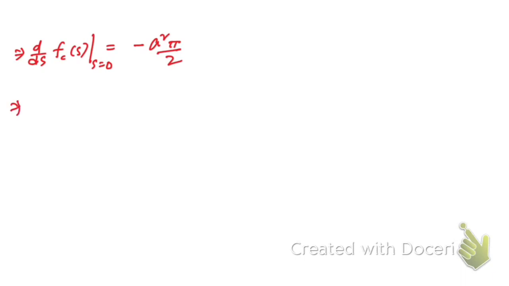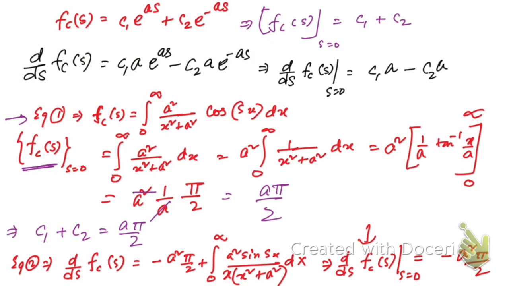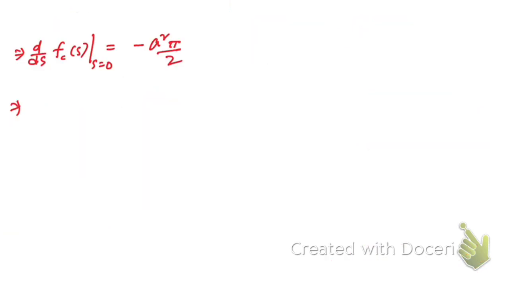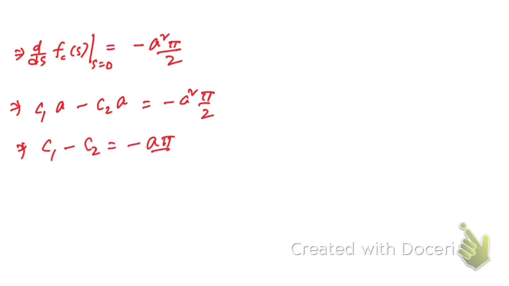Here you see this one, we have already got this one. Let me go back to the previous slide. This is equal to this one, right? So that's why we can replace this by c1a minus c2a minus a squared pi by 2, and in that case dividing each side by a, we should get this is equal to minus a pi by 2. Again we have already got one more equation.